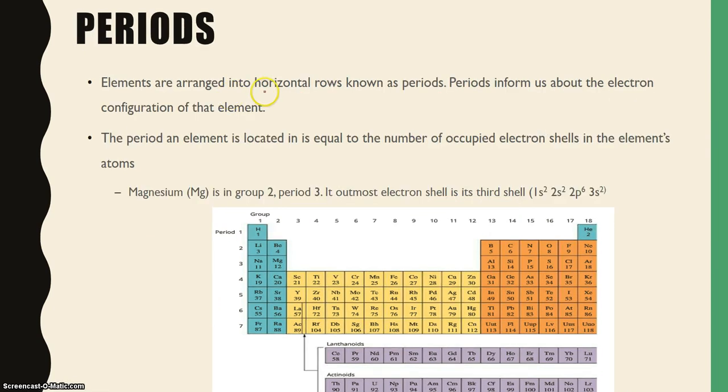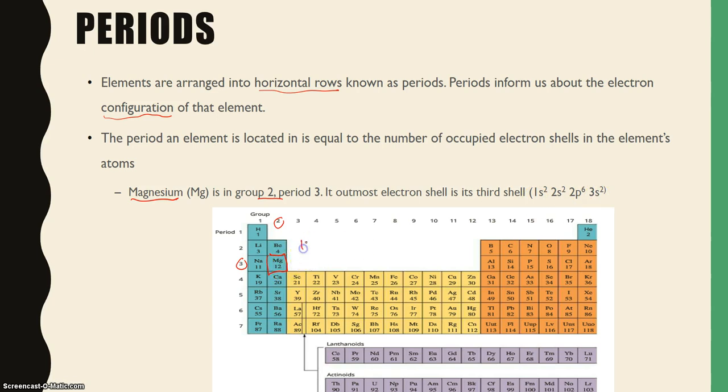In a period, these are the horizontal rows as I described. These tell us about the electron configuration of the element. So the groups tell us about the valence electrons, and the periods, across left to right, right to left, tell us about the electron configuration. For example, magnesium is in group 2 here, in the 3rd period. It's listed here. Its outermost electron is in its 3rd shell. So we know it has 2 valence electrons because it's in group 2. The periods tell us what the electron configuration will be.